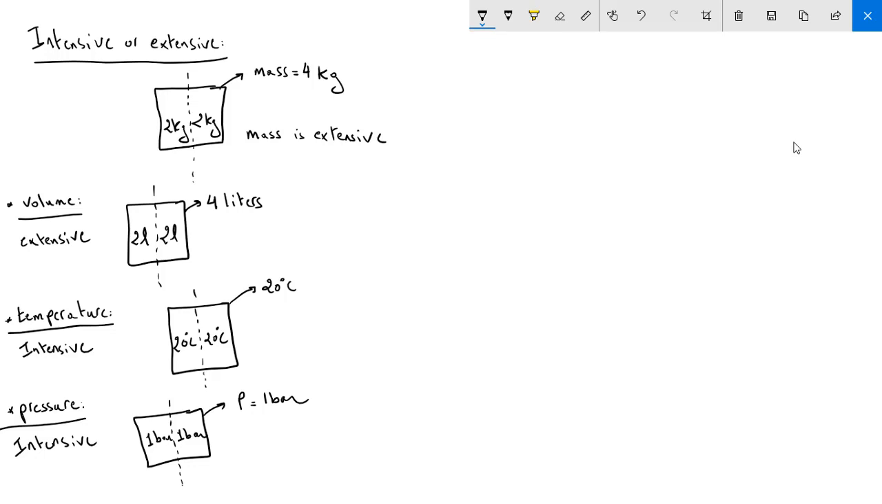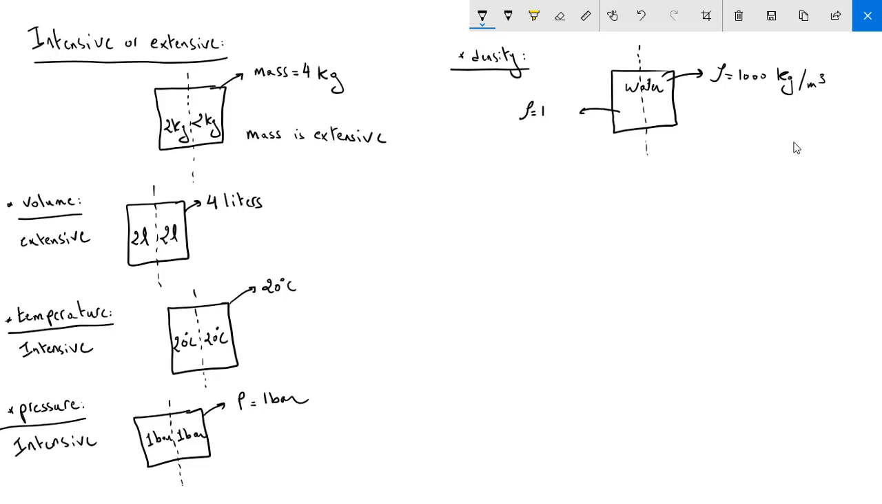Another example, let's say the density. If we have a tank filled with water, and you know the water density is approximately 1000 kilogram per meter cube. If I cut the tank in half, the water will still have to the left a density of 1000 and to the right a density of 1000. So the density is an intensive property. Okay? So now we'll move on to specific properties.